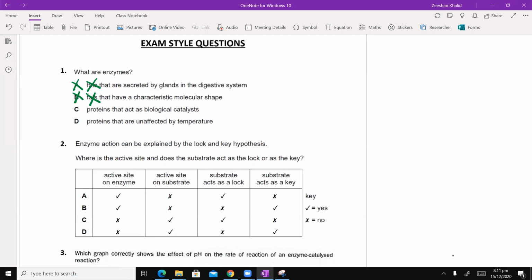Option C, proteins that act as biological catalyst. This seems like a plausible option. Let's also look at option D, proteins that are unaffected by temperature. No, they're actually affected by temperature. There are proteins, this part is correct, but that is incorrect. Okay. अभी हमने देखा है पीछे कि ज़्यादा temperature से they get denatured, their active site changes, and the substrate is no longer able to fit. So again, the correct option is option C.